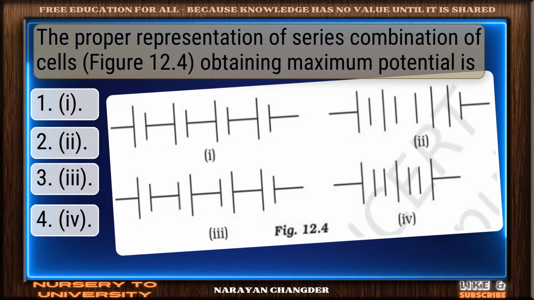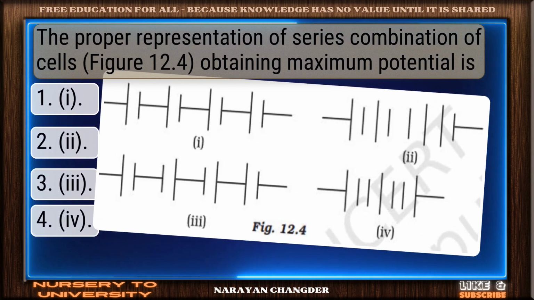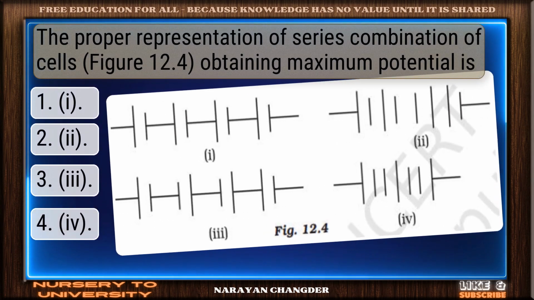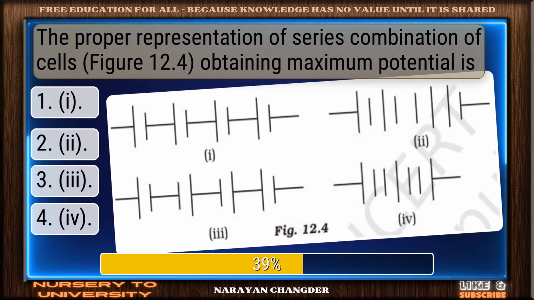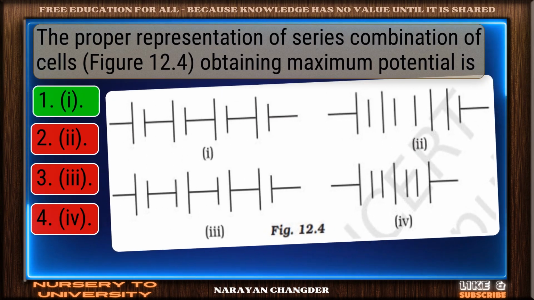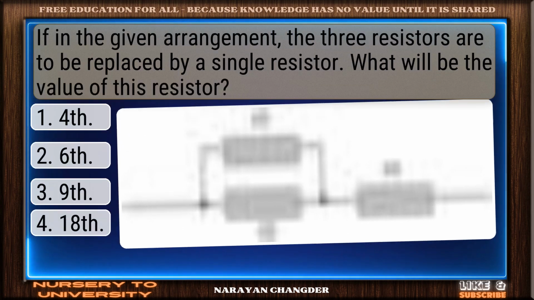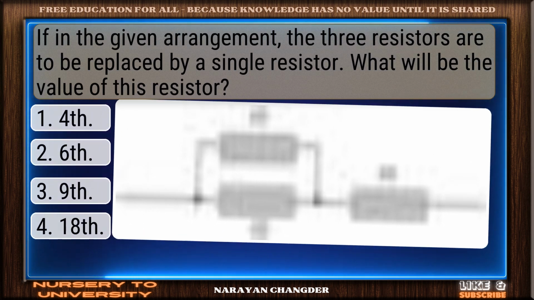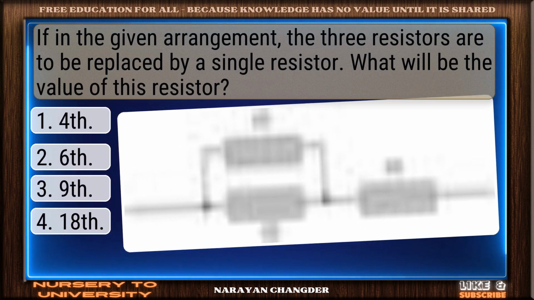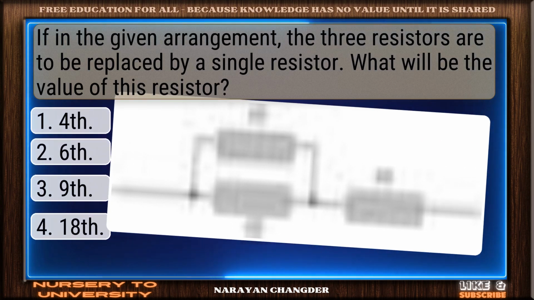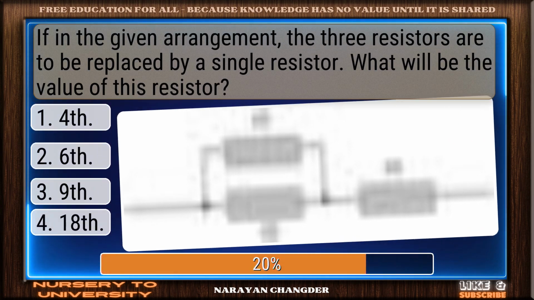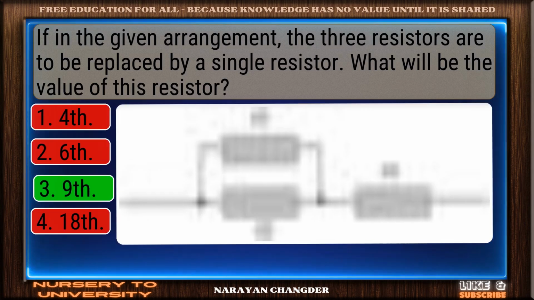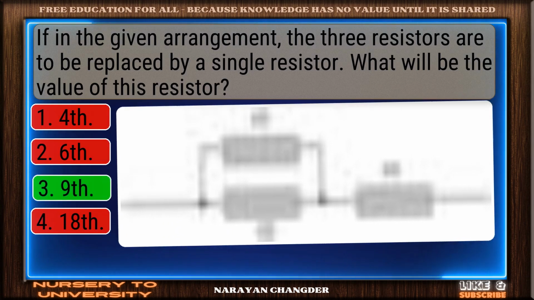The proper representation of series combination of cells obtaining maximum potential is? Nicely done. Is solid. If in the given arrangement, the 3 resistors are to be replaced by a single resistor, what will be the value of this resistor? Strong choice. 9 is right.